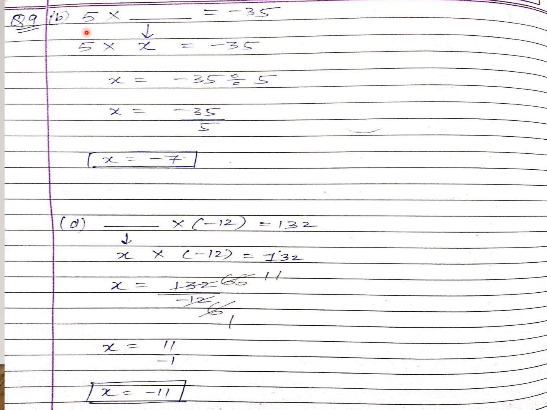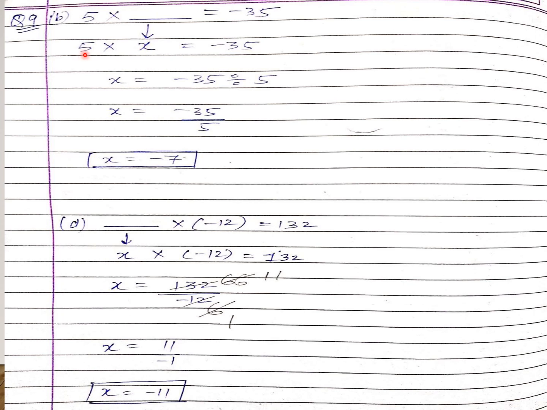Okay. Now we have 5 into this blank is equal to minus 35. I can say this blank is x. I have assumed it as x. So the equation is 5 into x equal to minus 35. We want to find this value of x. To find the value of x, I will make it alone on this side. Now you will see what is extra on this side.